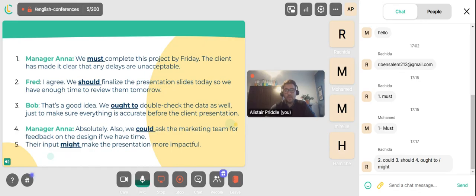That's a good idea. We ought to double check the data as well, just to make sure everything is accurate before the presentation. Okay, now should and ought to, these are used as suggestions and we can interchange them, of course. Number 4, absolutely. Also, we could ask the marketing team for feedback on the design if we have time. Their input might make the presentation more impactful.